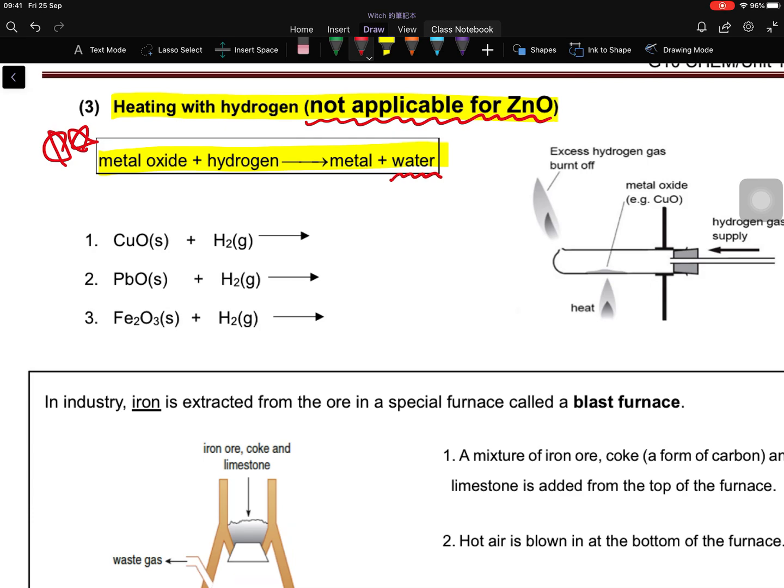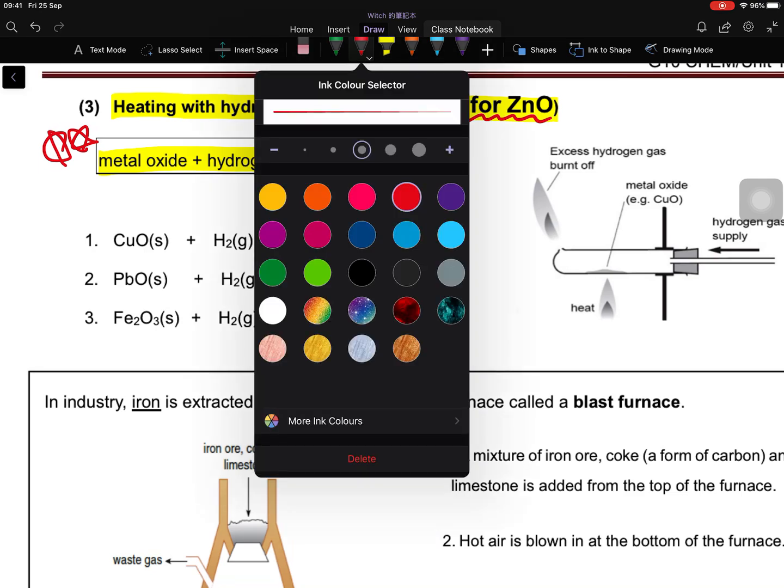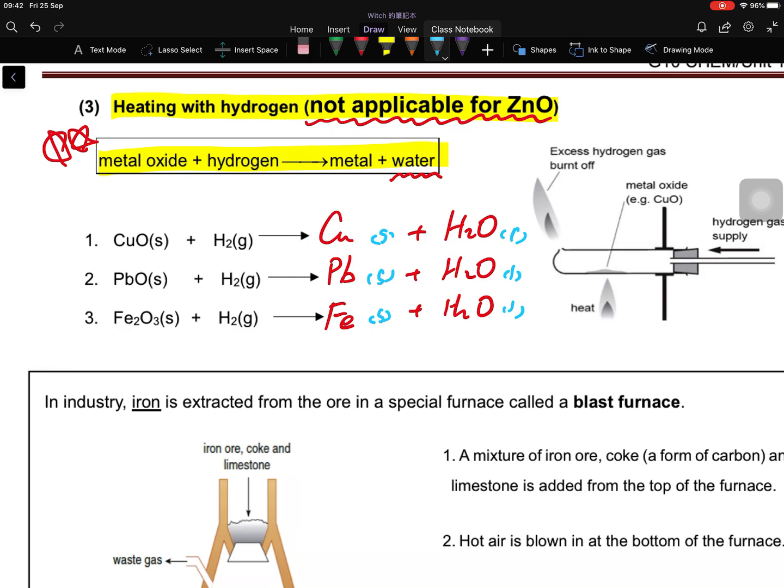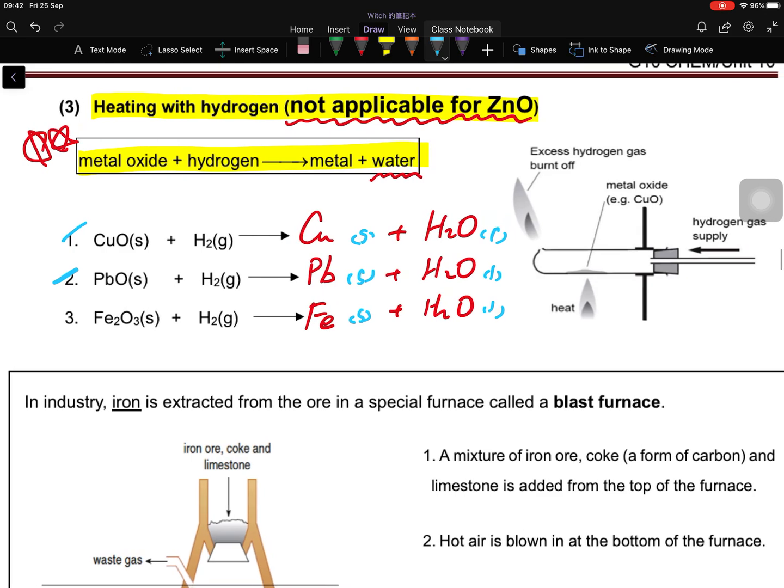Unlike carbon or carbon monoxide, this time no carbon dioxide is formed. We only have water. So here it shows the copper oxide becoming copper metal, lead metal, and iron metal. And don't forget we have water formed along with it. Again, the physical states go here. Let's see. Again, 1 and 2, well done. We finished already, right? Balancing everything.